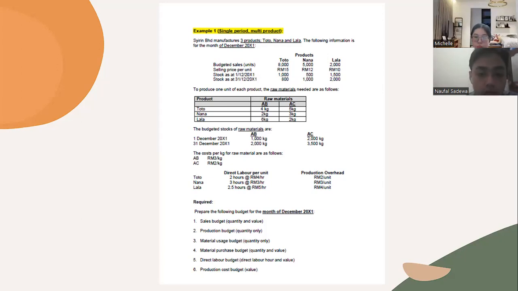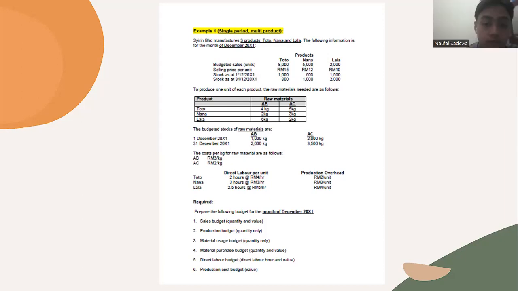They also provided the cost per kilogram of our raw materials as follows. AB has 3 ringgit Malaysia per kilogram, and AC has 2 ringgit Malaysia per kilogram. Also provided are the direct labor hours per unit and production overhead for each category. Toto takes 2 hours, Nana 3 hours, and so on. What we have to do in this example is also provided in the question. We have to prepare the following budgets for the month of December 2021: first the sales budget, then the production budget, the material usage budget, the material purchase budget, the direct labor budget, and the last is the production cost budget.